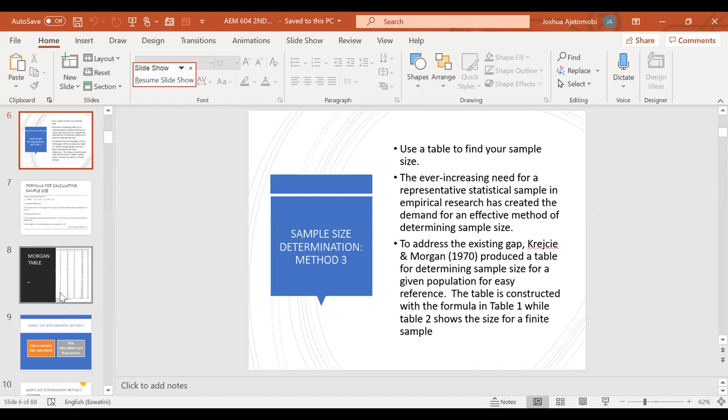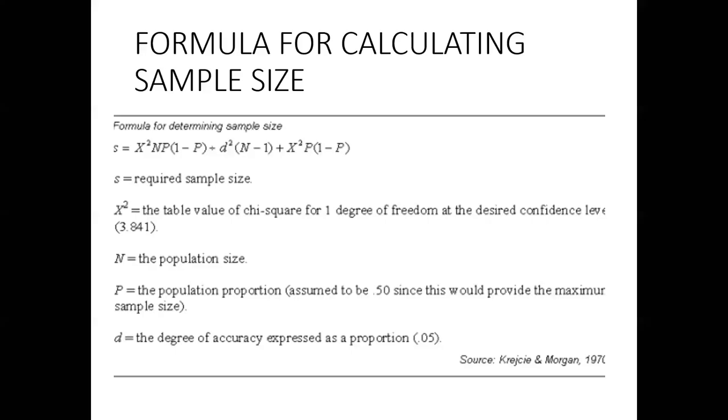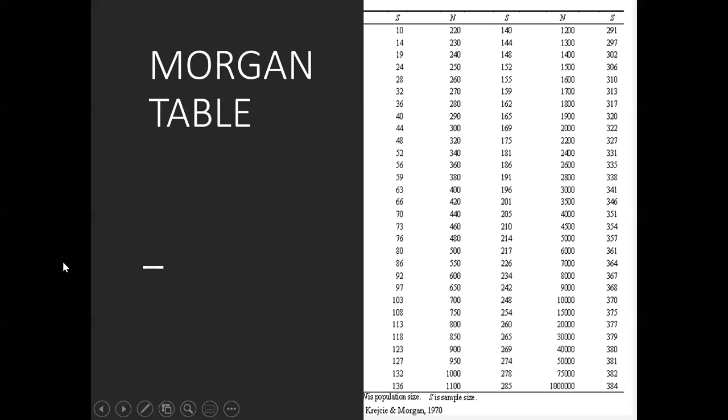Okay, yeah, this is where we're supposed to be. So can you see the table now? Yes, sir. Yeah, so this is the table.